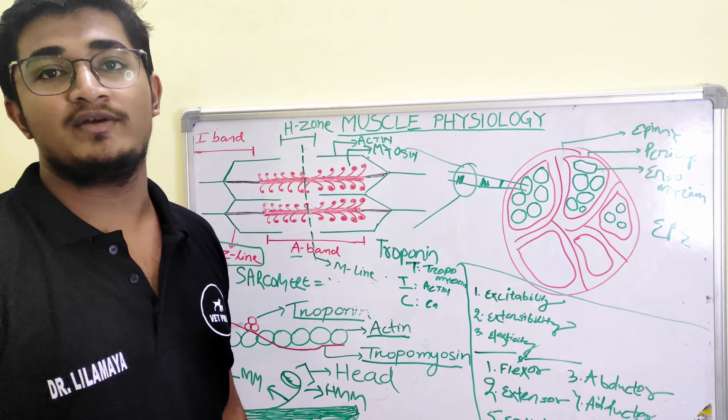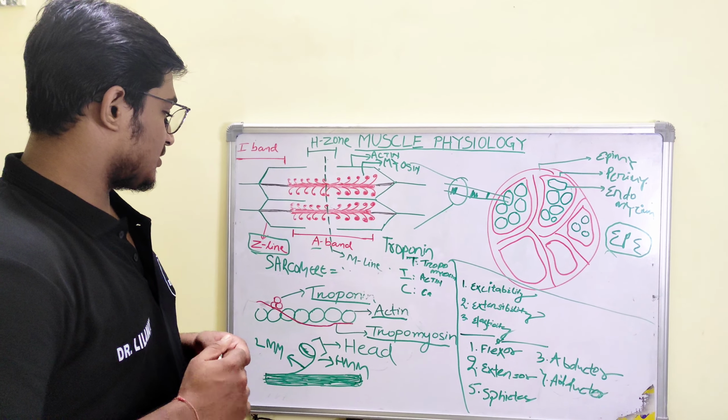So this is the structure. This is the EPE, we have to remember it. EPE, and extensibility, excitability, elasticity, flexor, extensor. And this is the topic.